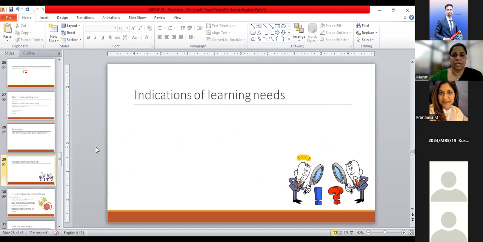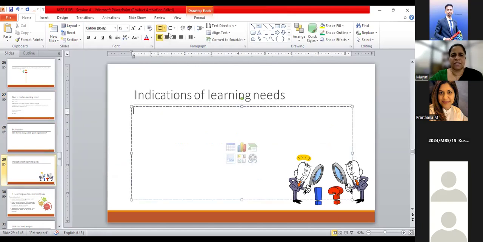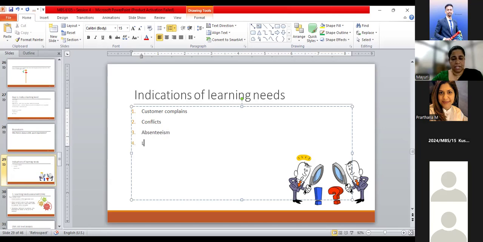You can read it. So what are the signs of learning needs in an organization? What are the common signs? Customer complaints? Employee conflicts? Absenteeism? High labor turnover rate? Grievances?